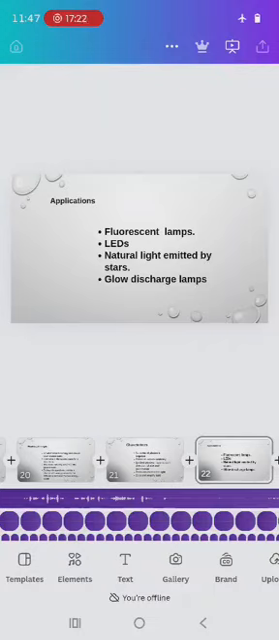Then, applications. It is used in fluorescent lamps. It is used in LEDs. This type of emission is the natural light emitted by stars. Glow discharge lamps.